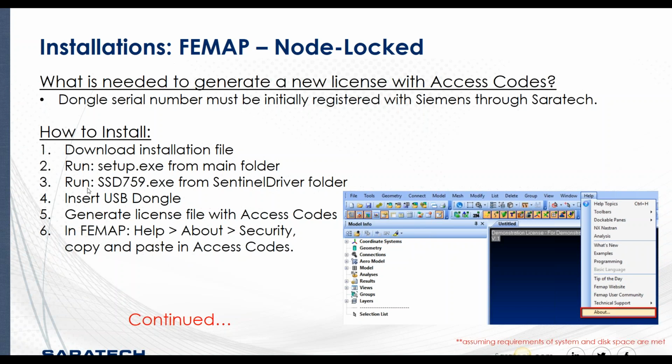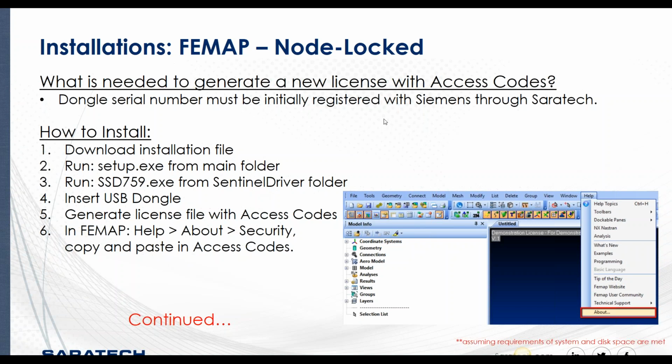And when you're running a dongle, don't forget to run this application through the Sentinel driver folder, which is part of the folders that you'll get. Don't forget to insert that USB dongle, and then you'll generate the license file with these access codes. And the next slide will show this license file.